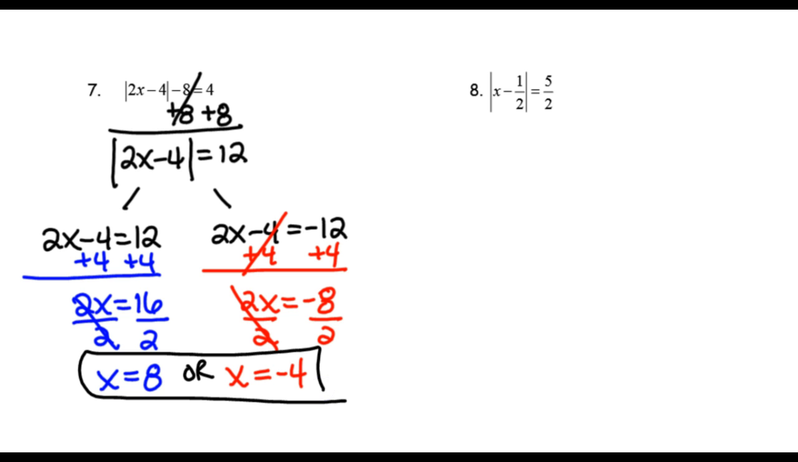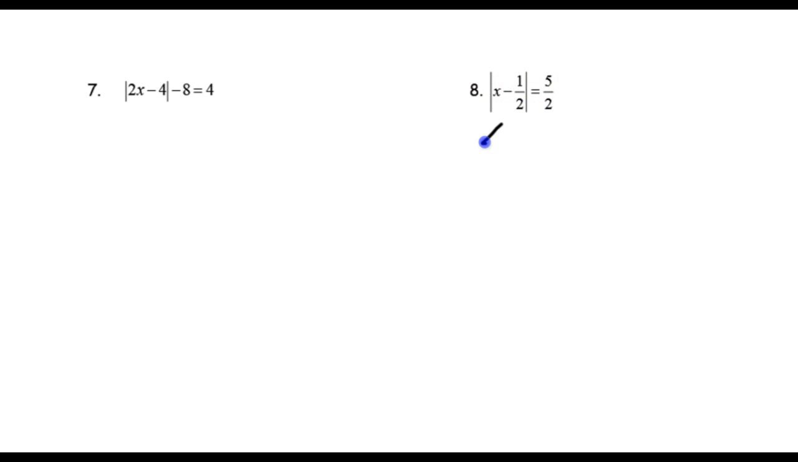All right, last example. Number 8. The absolute value of x minus 1/2 equals 5/2. This problem is no different than the ones that we've been doing so far. A lot of times when people see fractions, it's intimidating and they shut down and they think, oh my gosh, this problem is different. How am I going to do this? But it's not. So notice again that the absolute value is isolated. So I can go ahead and break my problem into two equations. I'm going to have x minus 1/2 equals 5/2, and x minus 1/2 equals negative 5/2.